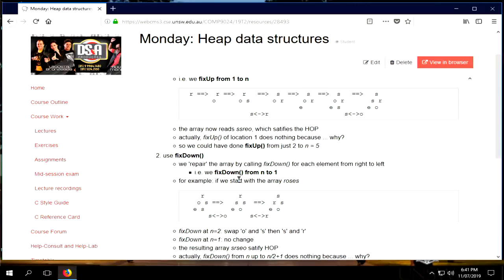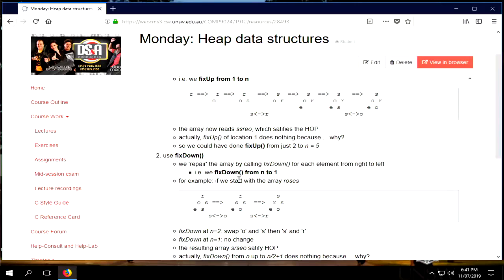Now when I was working left to right, I did a fix-up. And a fix-up checked characters or integers with the parent. So a fix-up sort of worked that way. And it works that way, and this is what I said, that's really important.